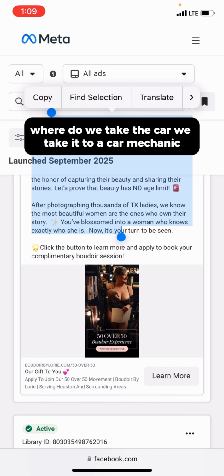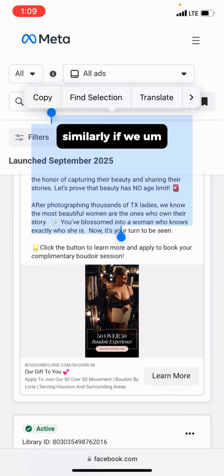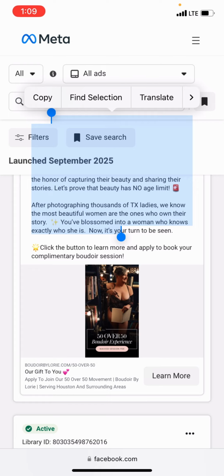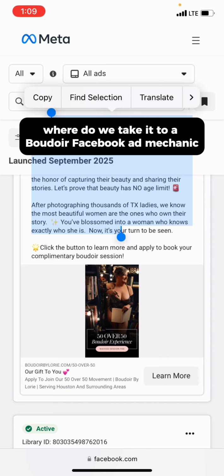And if we have a breaking down car, keys breaking down, performing worse and worse over time, where do we take the car? We take it to a car mechanic. Similarly, if we have a breaking down Boudoir Facebook ad performing worse and worse over time, where do we take it? To a Boudoir Facebook ad mechanic.